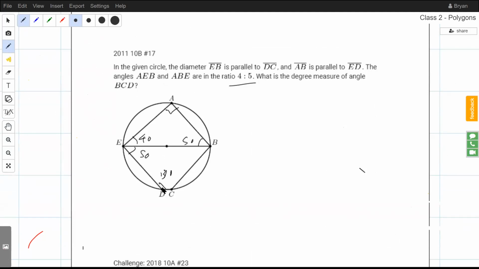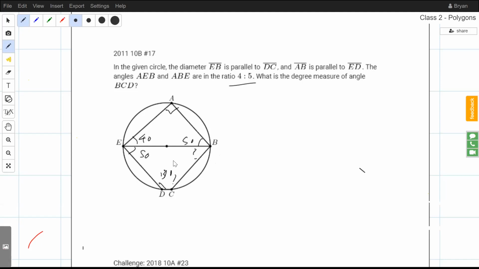And now you must be wondering, but now what? BC doesn't really seem like it's connected to anything, and we don't really know what this angle is, because we really don't know any of these angles, because BC is not parallel to anything, right? And that is actually sort of correct.